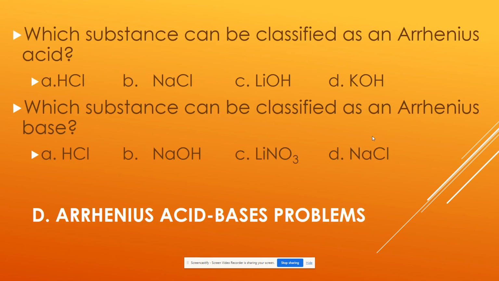That leads us to the Bronsted-Lowry acid base, and we're going to just classify these two real quick. It asks here which substance can be classified as an Arrhenius acid. We have HCl, NaCl, LiOH, and KOH. So the only one that can be an acid is example A, letter A, because it has the presence of the hydrogen cation. The next question is now asking for an Arrhenius base. We have HCl, NaOH, LiNO3, and NaCl. The only option there is letter B for sodium hydroxide because it has the presence of the hydroxide anion.